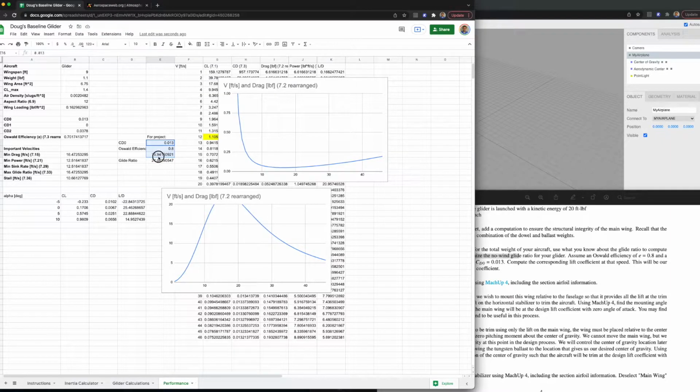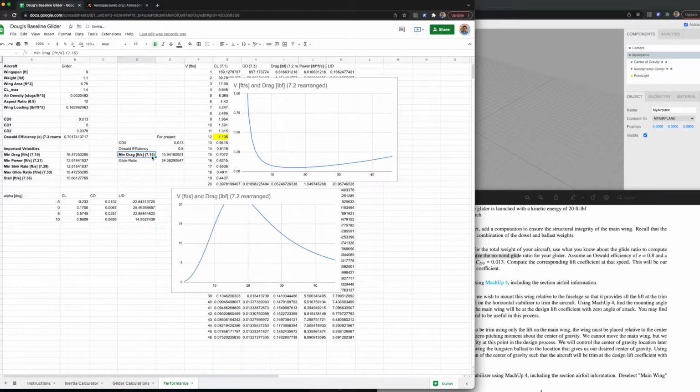Well, let's work off of this here. This is the exact same computations. I just don't have them quite labeled. This is the minimum drag velocity right here that we get out of that. So let me just copy that over and put it right there. So this is the minimum drag velocity.